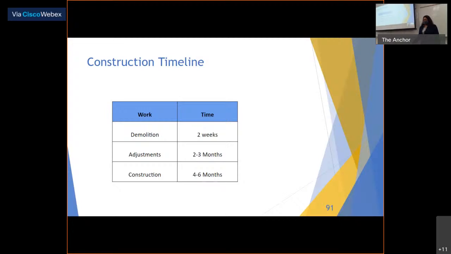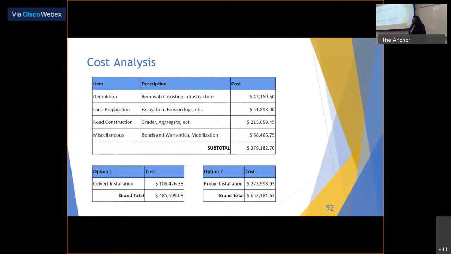For our cost analysis, we based it off of TxDOT's low bidding unit prices, and we came up with a subtotal of just a little over $379,000. For our culvert installation, our option one, we came out to a grand total of just a little under half a mil. And for our option two, our bridge installation, we ended up with a grand total of $653,181.62.